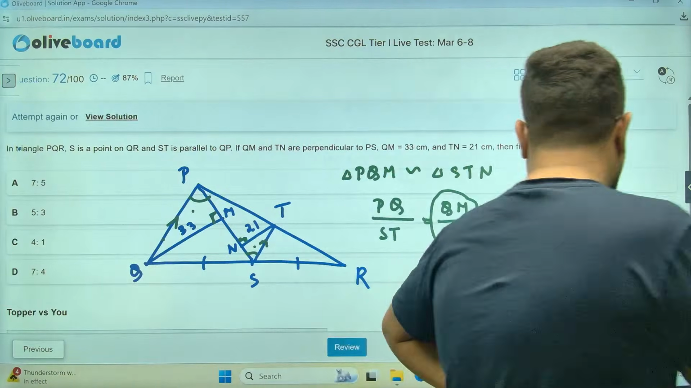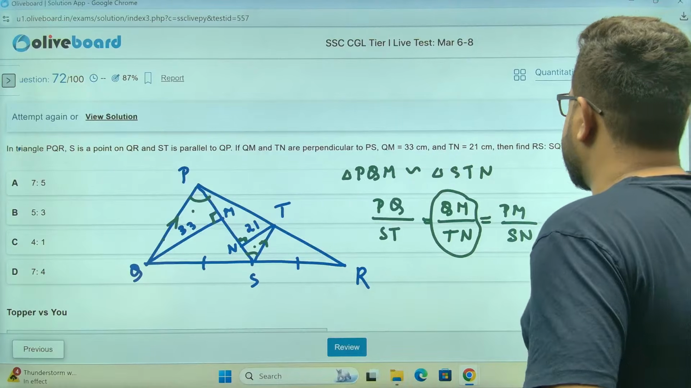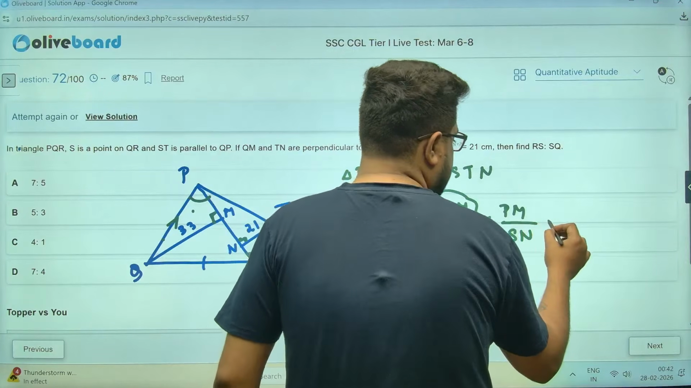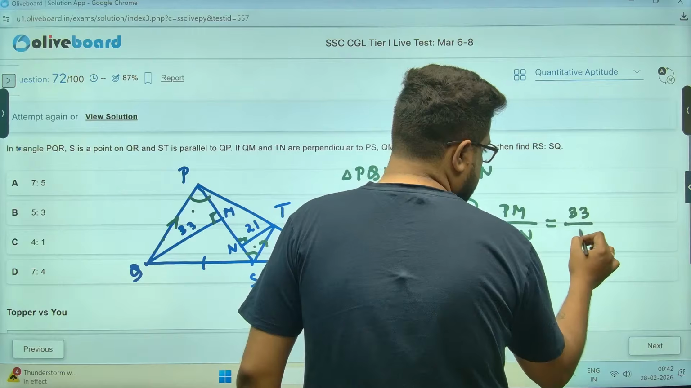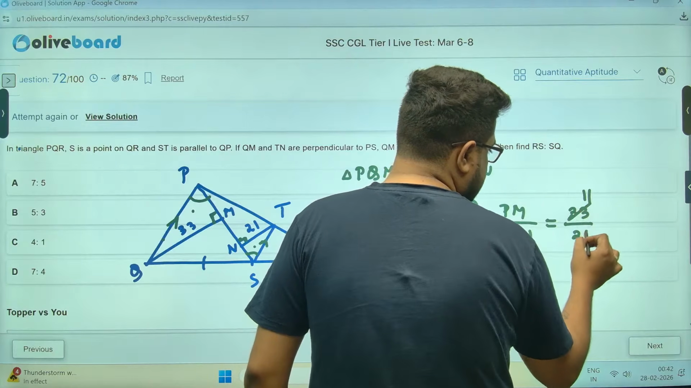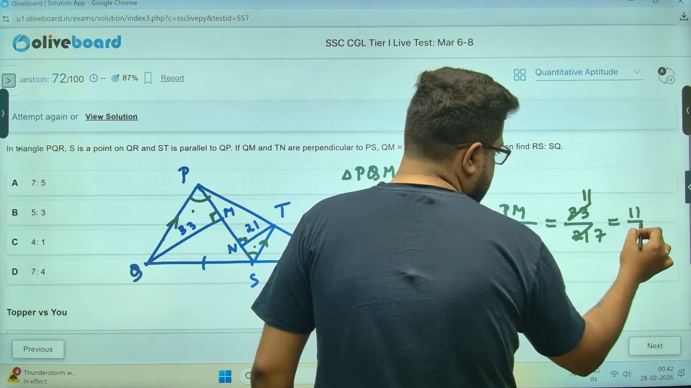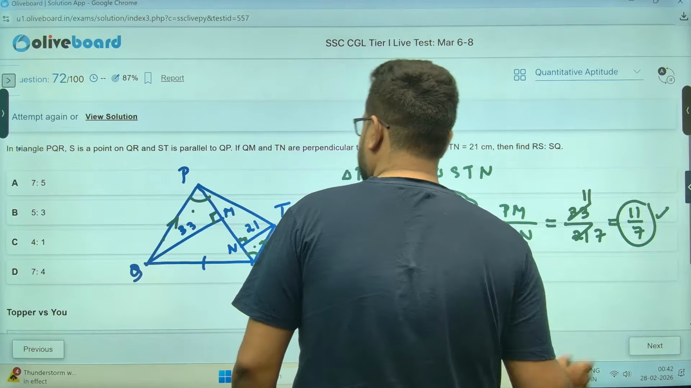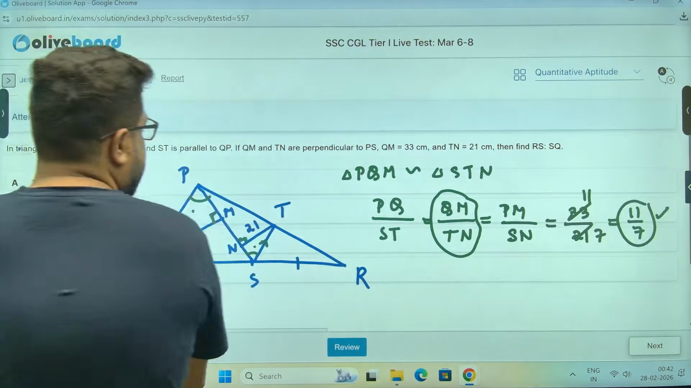PM is equal to, this part is equal to 33 by 21. 11 by 7. 11 and 7.